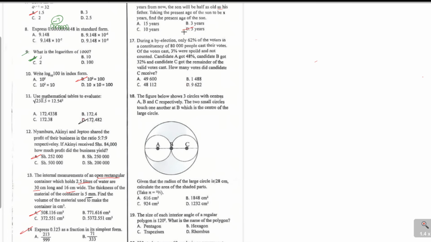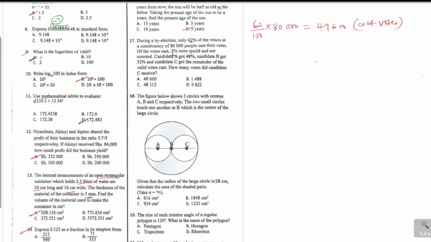So we read again to analyze the question. During a by-election, 62% of the voters in a constituency of 80,000 people cast their votes. So first of all, that will give us the actual number of people who voted. So 62%, that is 62 divided by 100 times 80,000. So it is only 62% of 80,000 who cast their votes. And when you work that out, this will give 49,600. These are the ones who cast the votes.